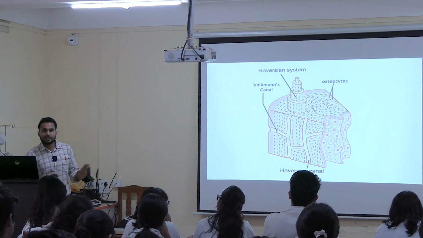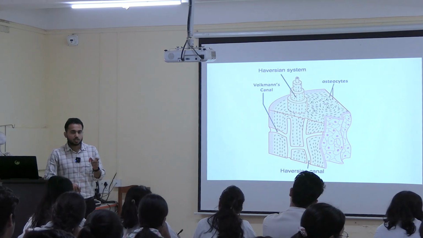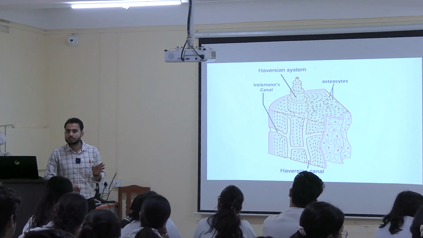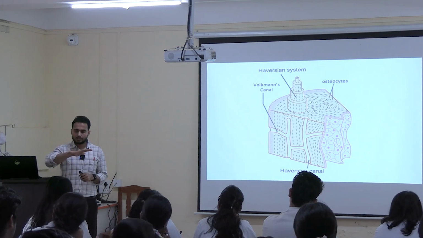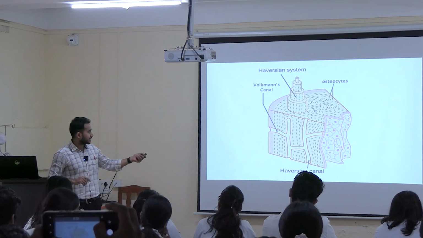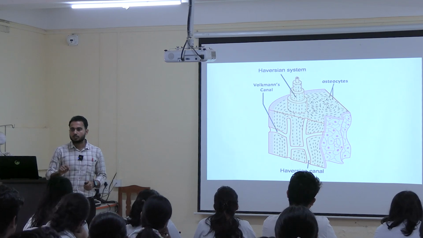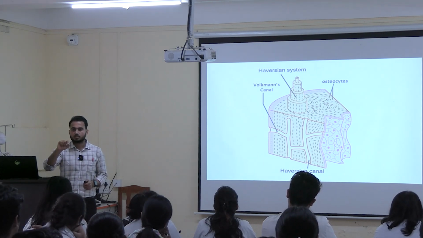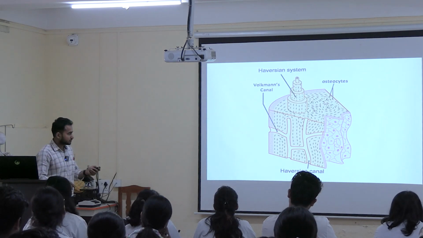So why am I showing you this? Because in the microscopic structure, in the slide, we have to identify the Haversian canal. In most cases, since transverse sections are present in the slide, the Haversian canal will not appear like this. It will appear as a circle in the middle, a white colored circle. That will be the Haversian canal.